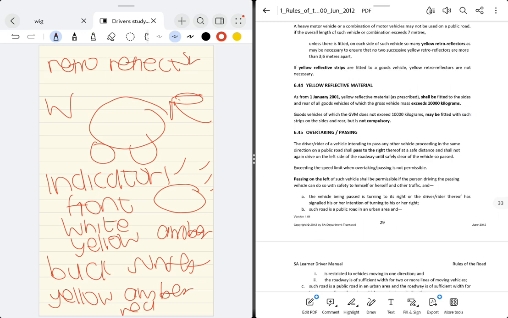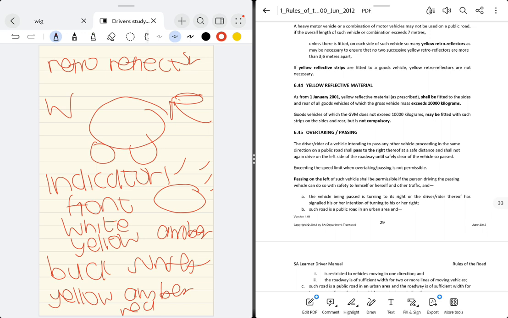Yellow reflective material. As of 1st Jan 2001, yellow reflective material shall be fitted to the sides and rear of all goods vehicles whose gross mass is more than 10,000 kilograms. A goods vehicle whose GVM does not exceed 10,000 kilograms may be fitted with such strips on the sides and rear, but it is not compulsory.